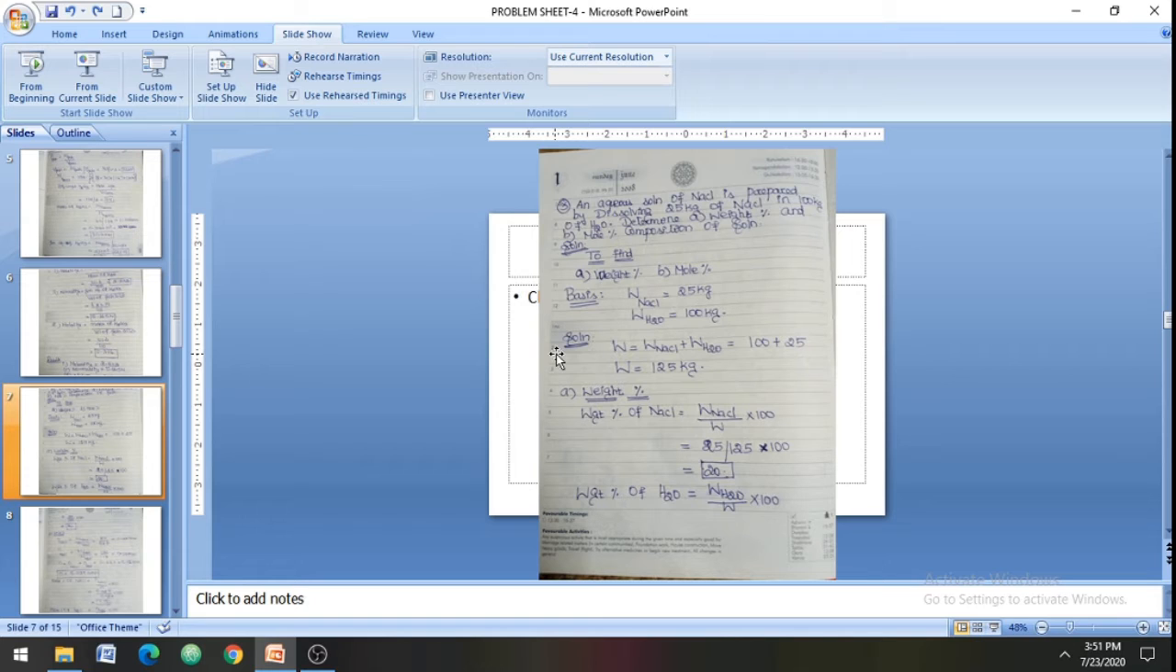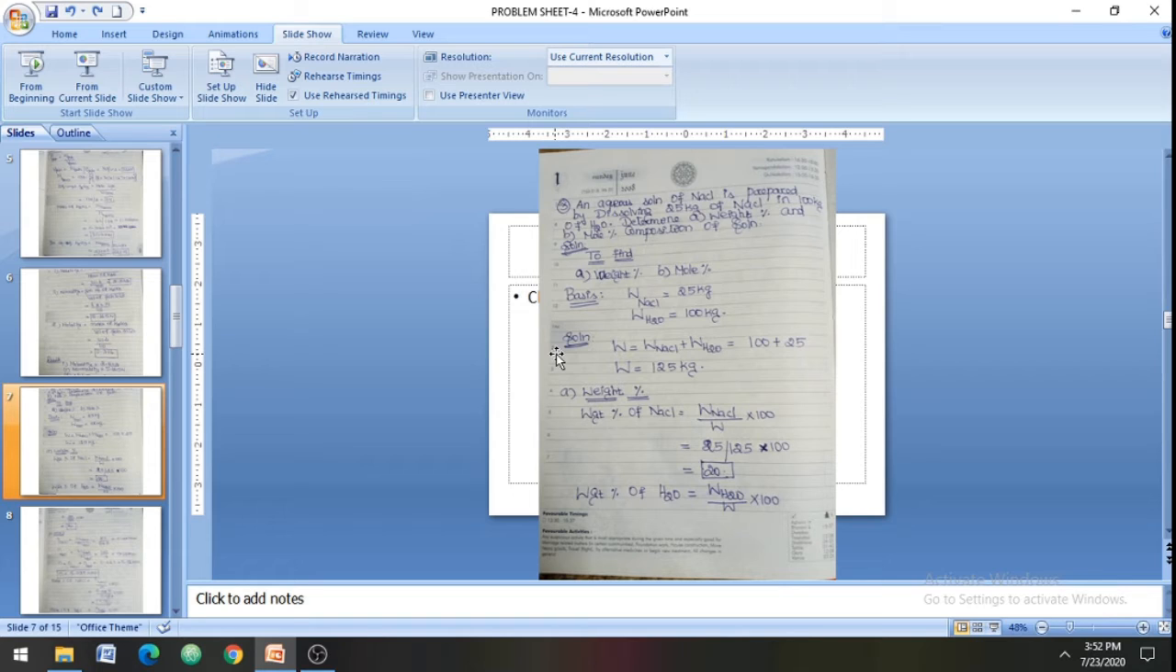Similarly, follow the same procedure for the weight percentage of water. Weight percentage of water is equal to weight of water divided by total weight into 100. What about the other procedure? Once you know the weight percentage of one component, NaCl 20, okay, what about the remaining percentage? Total percentage is 100. So if one component is 20%, what about the other component? 100 minus 20 is equal to 80.